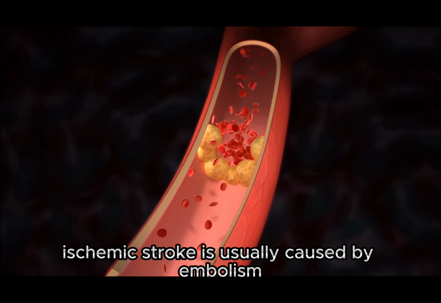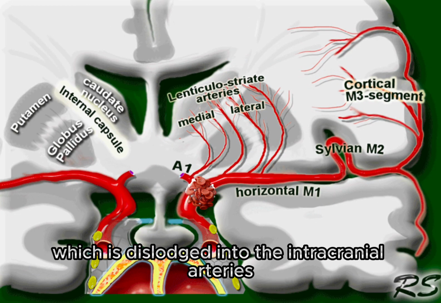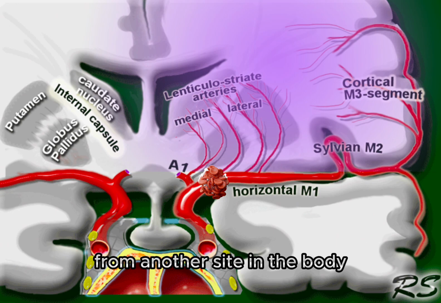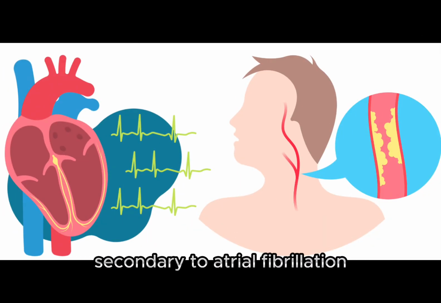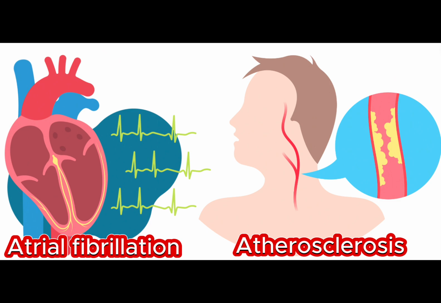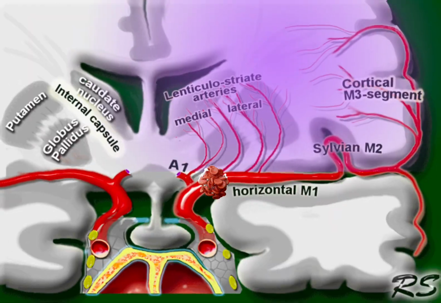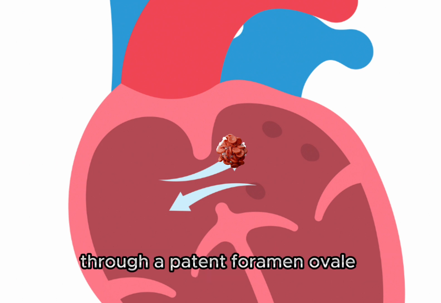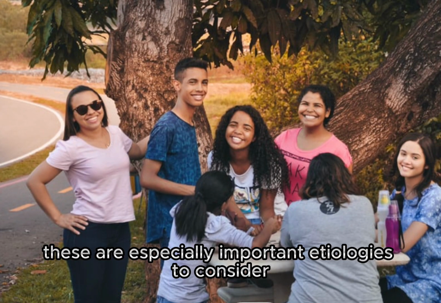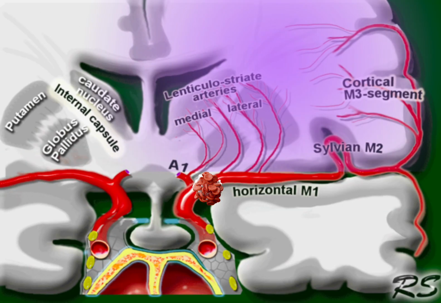Ischemic stroke is usually caused by embolism, which is dislodged into the intracranial arteries from another site in the body, often the heart or carotid arteries, secondary to atrial fibrillation or atherosclerotic plaque. Venous thromboembolism can also occur with right to left cardiac shunt through a patent foramen ovale or other defects. These are especially important etiologies to consider for young patients.